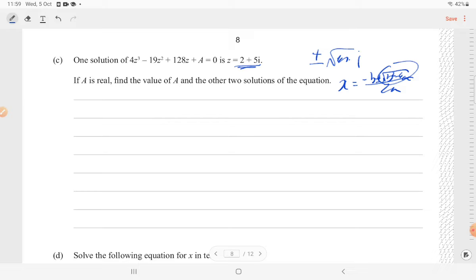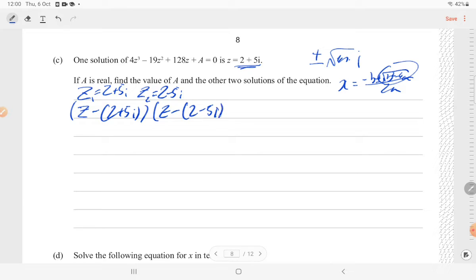So z1 is equal to 2 plus 5i, z2 is equal to 2 minus 5i. I will not recommend this, this is literally just pain. Wait, let me think. Yeah, so that means z minus 2 plus 5i and z minus 2 minus 5i, and there is another solution.